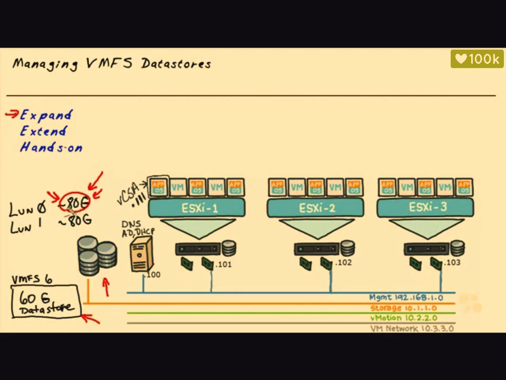And if that's not big enough, we could also extend the data store across another LUN. So if we wanted to, we could say, you know what, we want to increase the size of the data store, and we want to start using LUN 1, either a portion of it or all of it, to continue to grow the data store. So I'd like to walk you through the process of exactly how to expand and extend the data store.